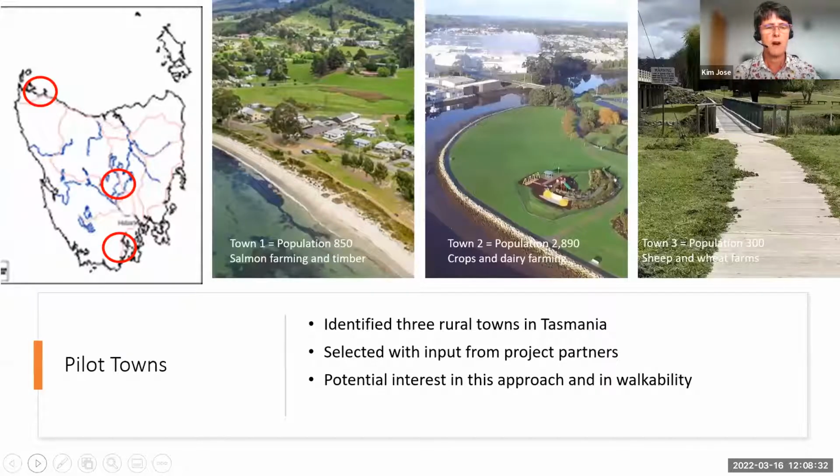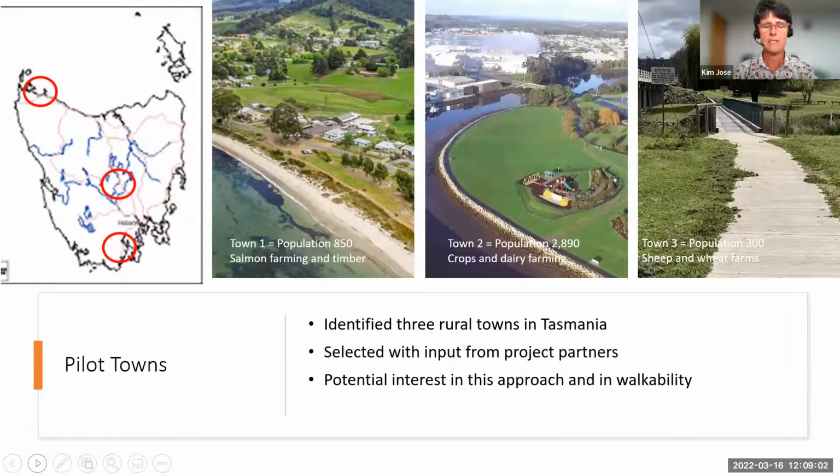So we've piloted this approach in 3 towns in Tasmania in 2020, so a couple of years ago now. We identified 3 rural towns in different parts of the state. So the towns were selected partly on the advice of partners about which towns might be more or less interested. We also wanted a geographic spread and also just some differences around some of those characteristics.